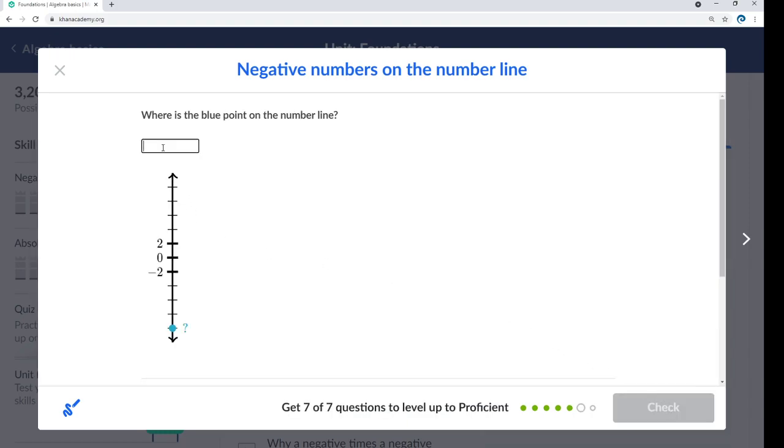Where is the blue point on the number line? Okay, so once again, we have some ticks. The ticks show us where 0 is, and then each tick is 2. And we're going into the negative numbers. So it's 2, 4, 6, 8, 10. -10. All right. Cool.